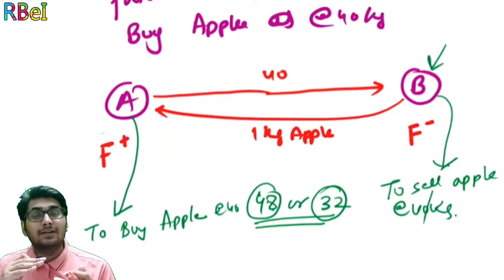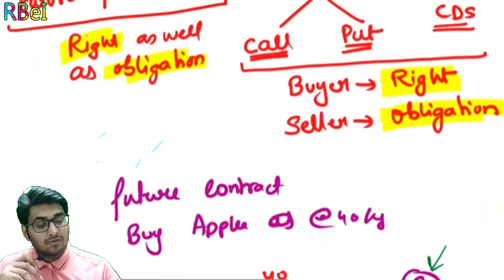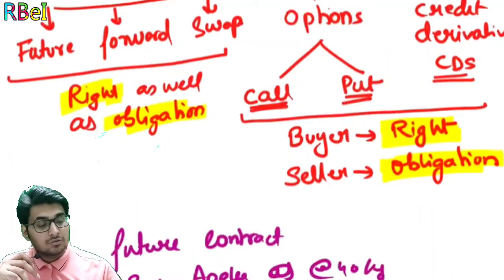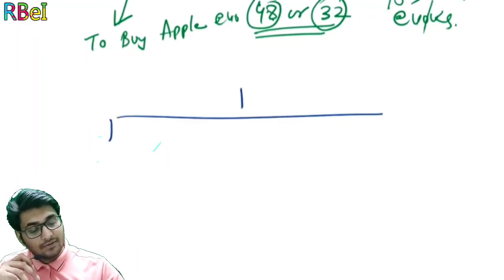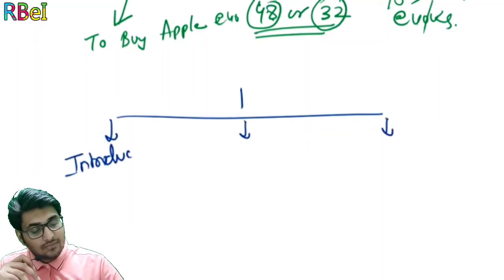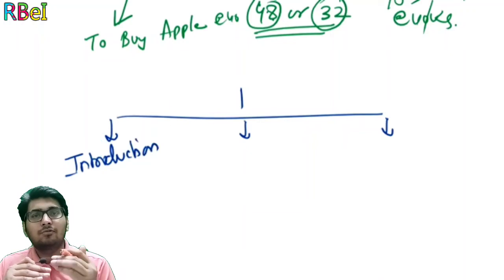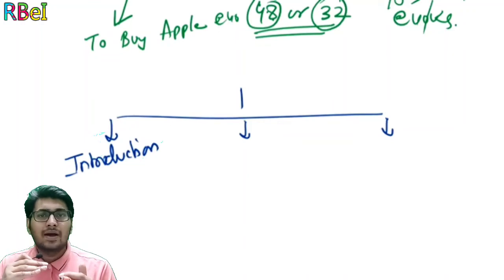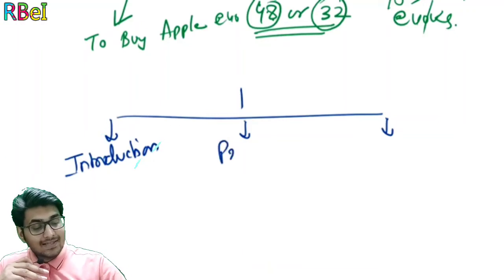So this is a contract which is binding both the parties and they need to perform both right as well as obligation at the same time. Clear? So we have futures, forwards and swaps. Now, if I enter into the discussion of derivatives, there are three things. One is the introduction. That is the meaning, the definitions, the explanation of all those products like futures, forwards, call, put, options, swaps, CDS. What's the meaning of that? What are they? Clear? Next is the pricing and valuation.